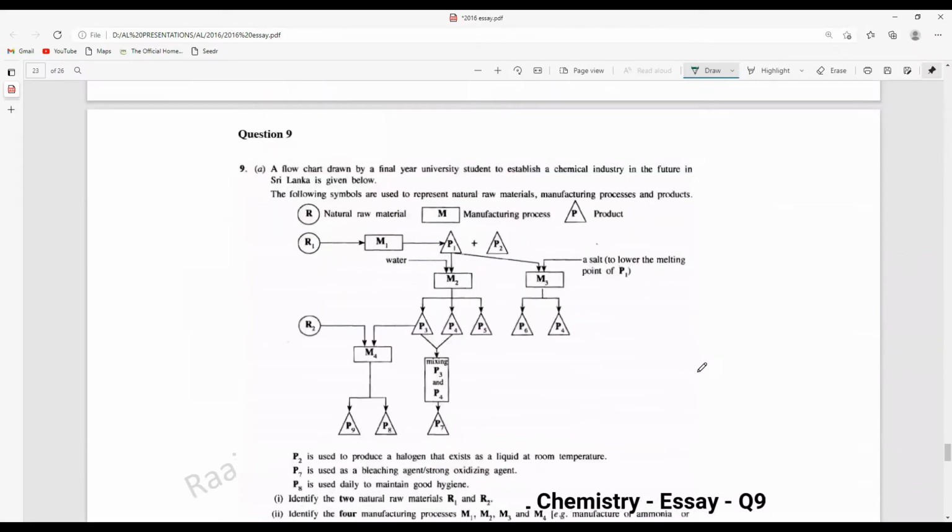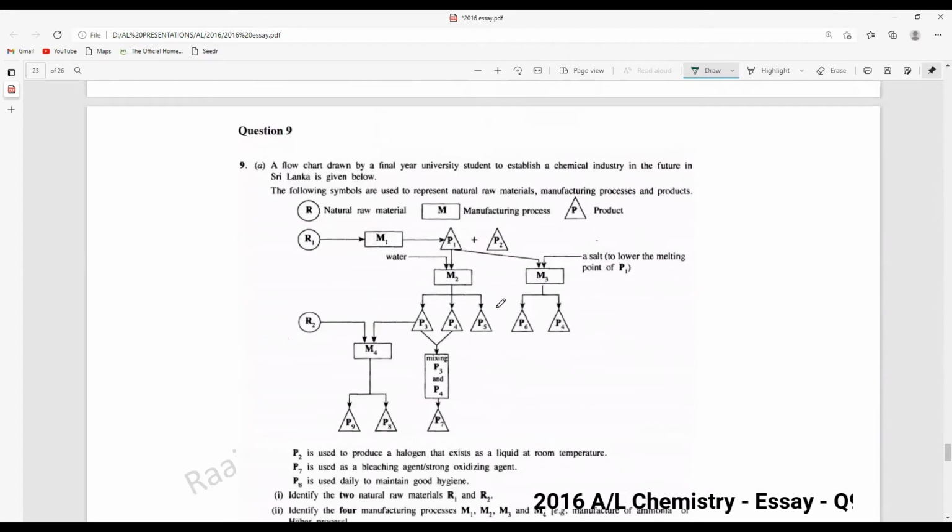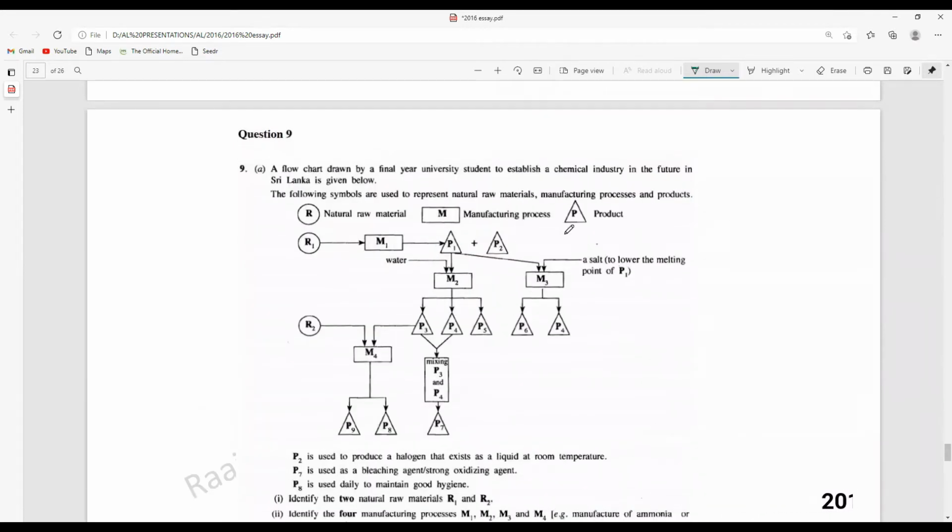Right. So we are here at question number 9. This question is not necessarily important for your level in your new syllabus, because it contains some parts that are missing from your syllabus. However, we can discuss this a bit to understand this flow diagram.